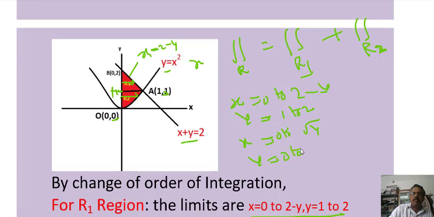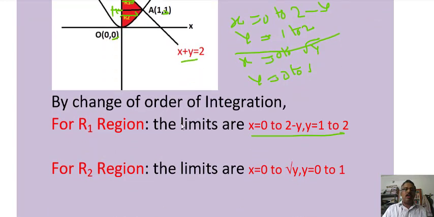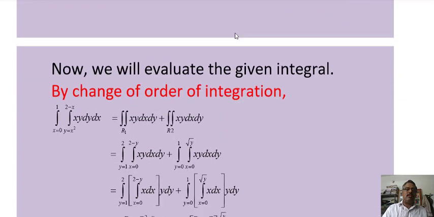Very simple. This is a most important problem. Why? Because the total region is divided into two different regions, R1 and R2. Now separately find the integrals for R1 and also R2. For the R2 region, the limits are x equals 0 to root y and y equals 0 to 1. Now we will evaluate the integral.